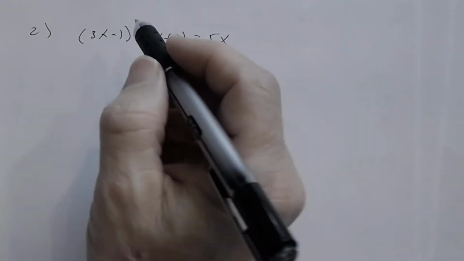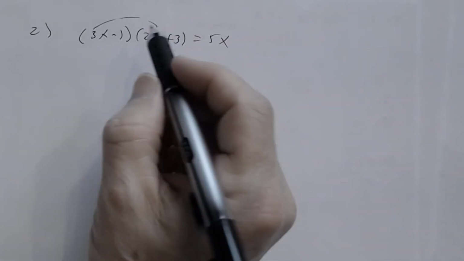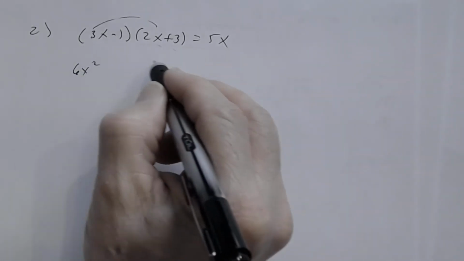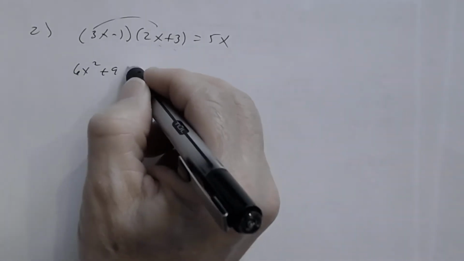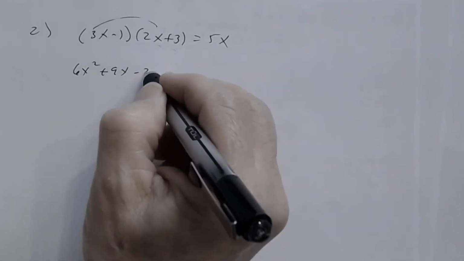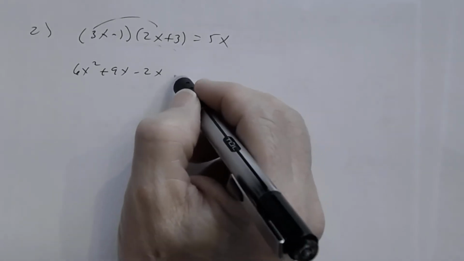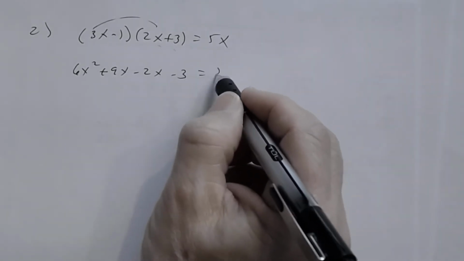So let's FOIL. 3x times 2x is 6x squared. The outer is 9x. The inner is a negative 2x. And the last, negative 1 times 3, is a negative 3, equal 5x.